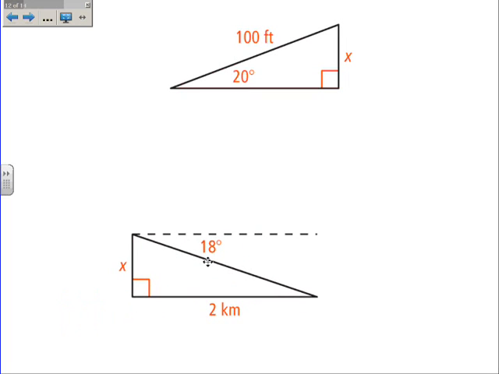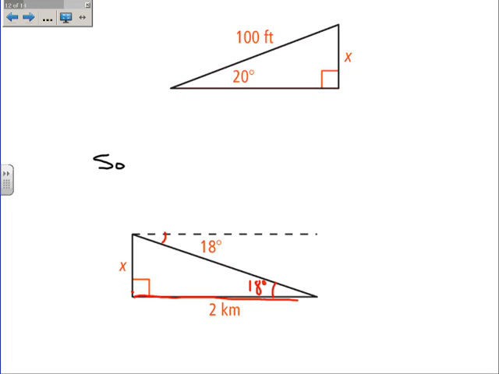This one looks a little different because the angle's in a weird spot. But if you consider the fact that the dotted line is horizontal and this line is also horizontal, that must mean that this angle and this angle are alternate interior angles. Okay, and so this must also be 18 degrees. So I can use that to find x, just like I did before.